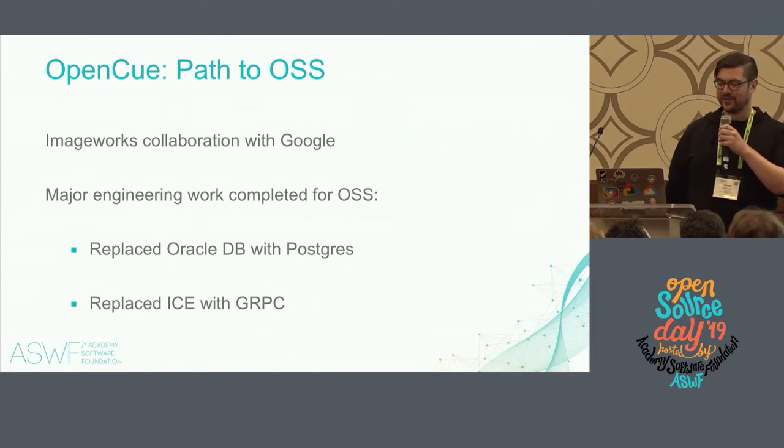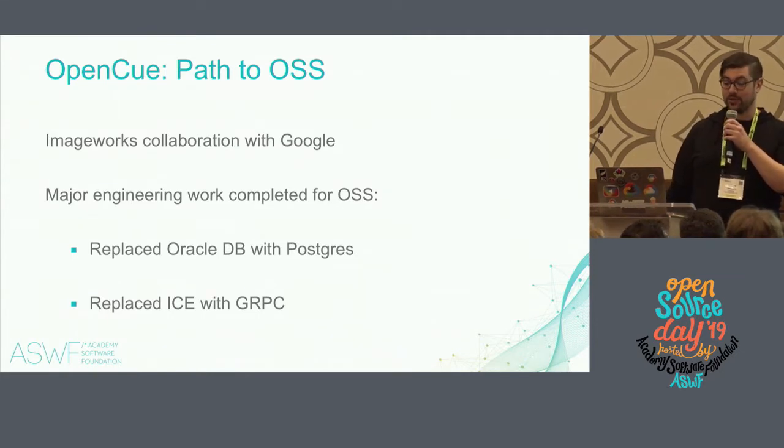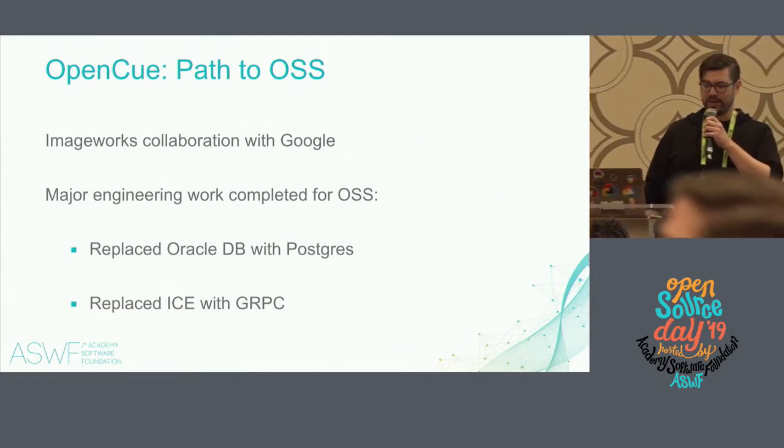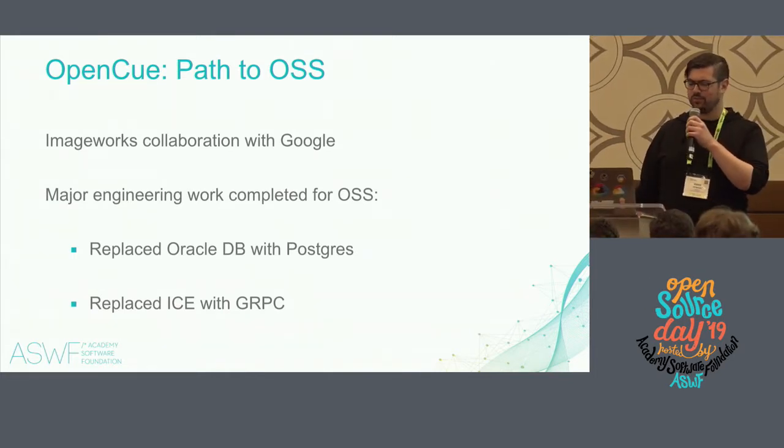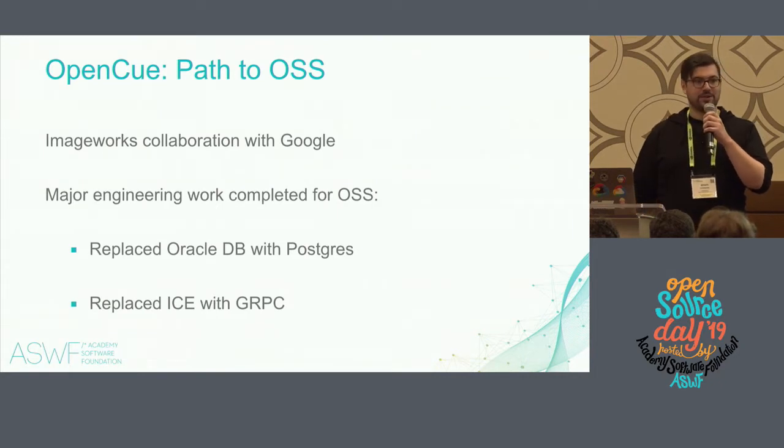When it first arrived, it only supported Oracle, but we knew that we had to support other database options going forward, so we added a second database option in Postgres. It was also using a network layer called ICE that had some licensing problems, so we had to replace that with gRPC for networking, and then we did a whole bunch of other code cleanup and general prep and documentation and getting it ready for release. So that happened in January of this year.